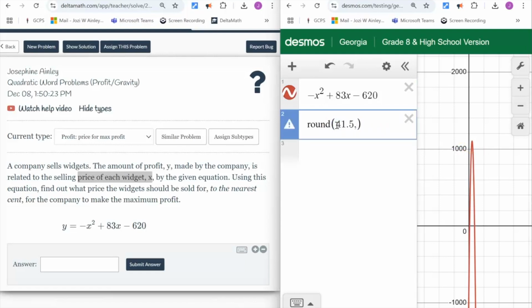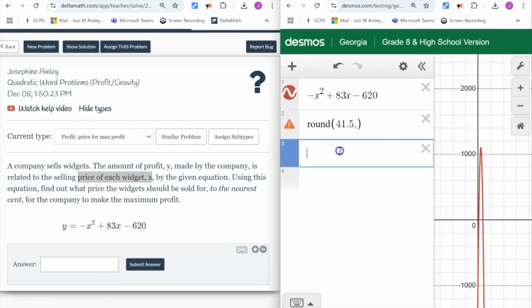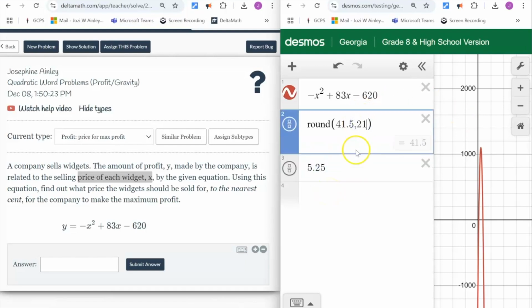And then you have to put a comma and tell it how you want it to round. So think about cents for a second. If I had $5.25, how many numbers are after the decimal? 2. So I want the calculator to give me 2 numbers. Oops, not like that. 41.5, 2. I want you to give me 2 numbers after the decimal. And you can see it gave me 1 number. And what's this? An invisible what? 0, right? So it's $41.50.